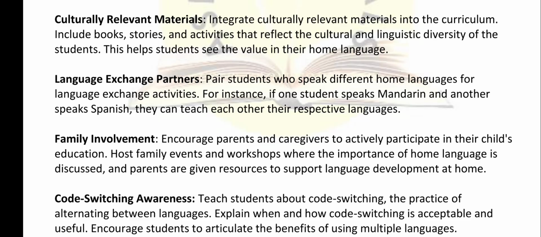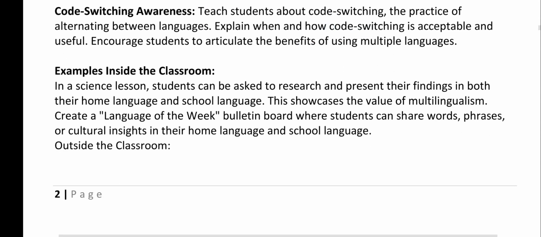So the parents should play an active role. Code switching awareness. Teach students about code switching, the practice of alternating between languages. Explain when and how code switching is acceptable and useful. Encourage students to articulate the benefit of using multiple languages.